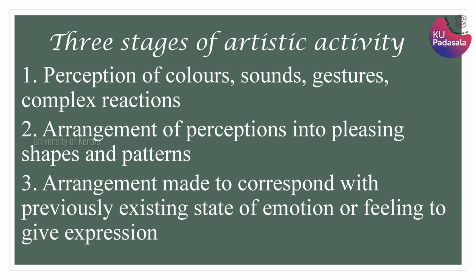Now Reid goes on to list 3 stages in artistic activity. The first stage is perception or observation, observation of the environment, observation of people, perception of colors, sounds, gestures and even complex reactions. The second step in artistic activity is the arrangement of these perceptions into different patterns or different arrangements. And as said earlier, art is basically an attempt to please. And the third and final step is how to make this arrangement correspond to a set of emotions or a particular state of emotion in order to give expression.